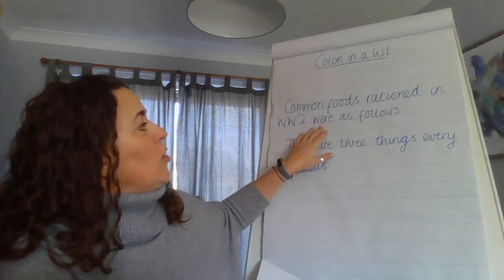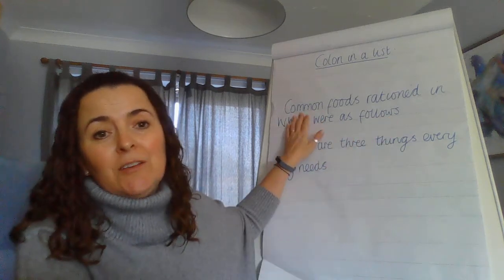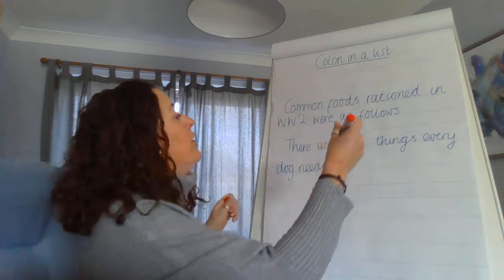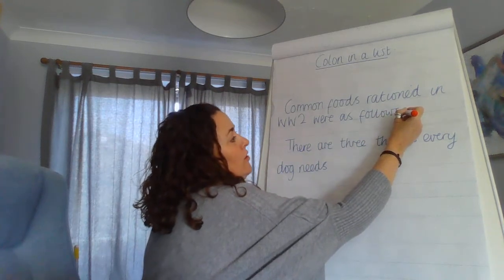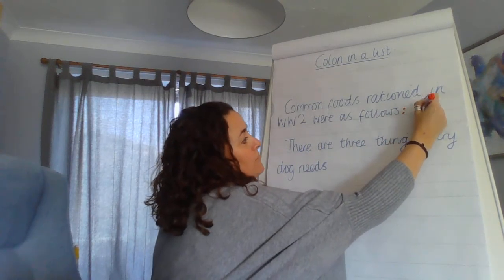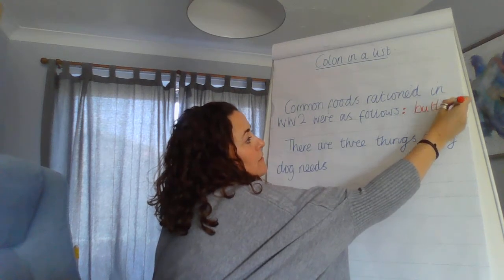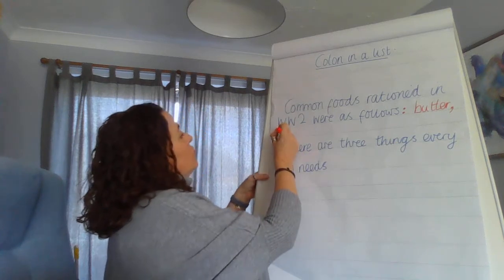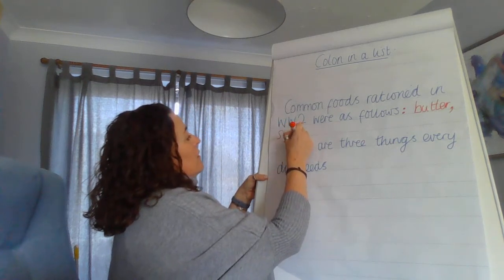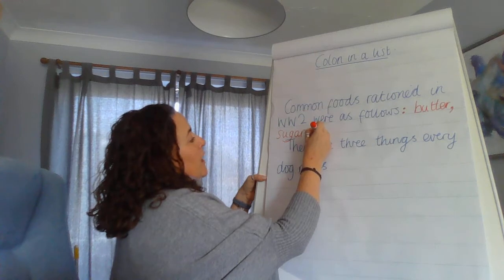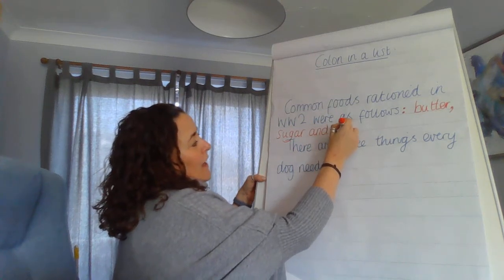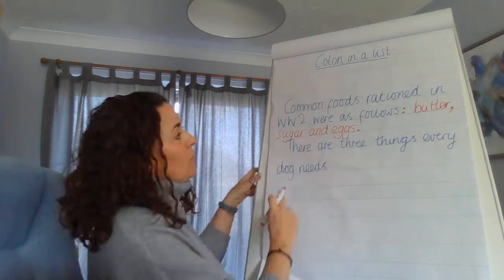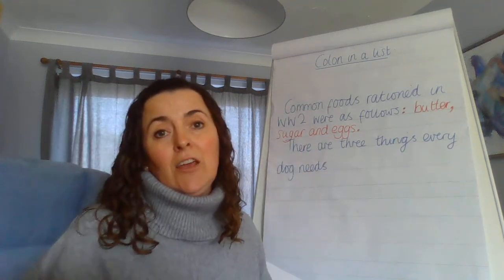Common foods rationed in World War II were as follows. That's an independent clause. We can use that to start off our list. So we might add on there things like, here's our colon. We might then have butter, and we're going to separate out our items with a comma. Butter, sugar, and then we're going to have a conjunction to give our last one, and eggs, full stop. Notice no comma here. Okay, so this works. This is a colon used correctly.